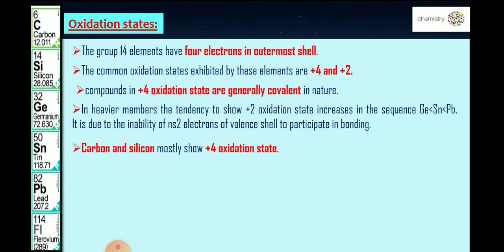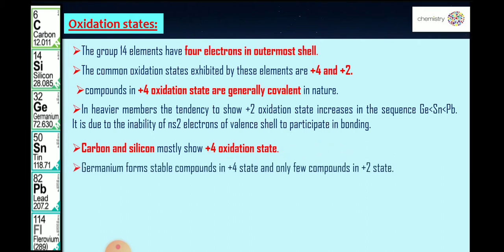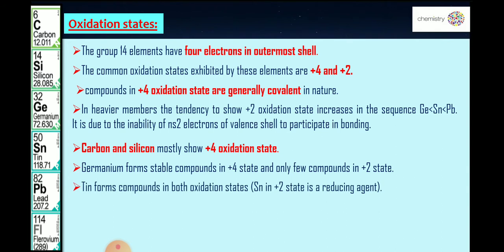Carbon and silicon are mostly found in the +4 oxidation state. Germanium forms +4 as well as +2, but it forms many +4 compounds and very few compounds in the +2 state. Tin forms compounds in both again, but +4 compounds are the major ones, and tin in the +2 state acts like a reducing agent. Lead compounds are more stable in the +2 oxidation state.